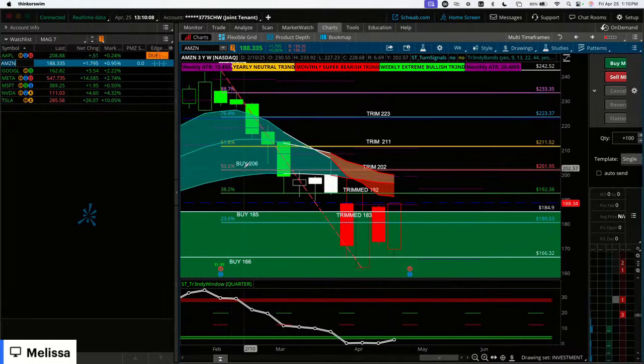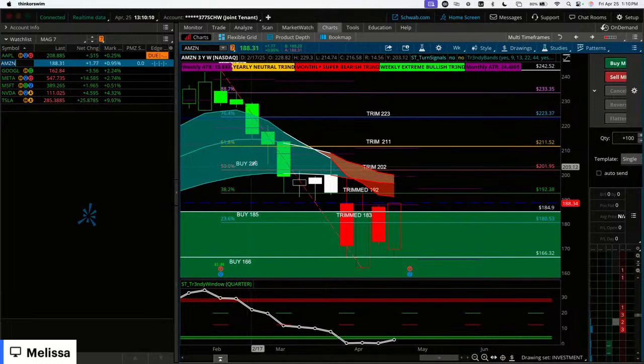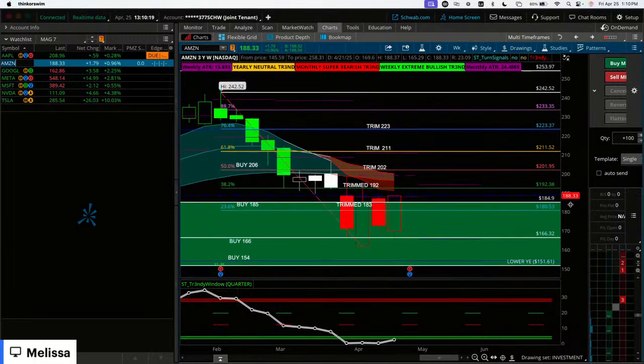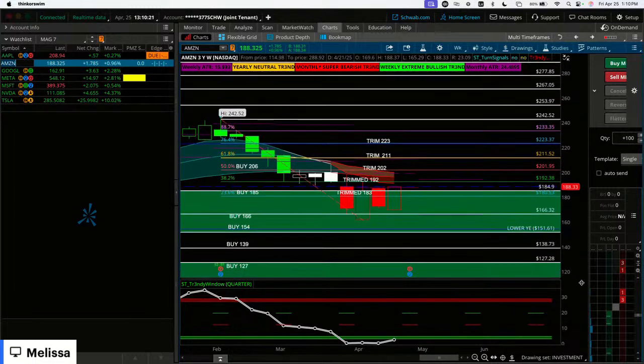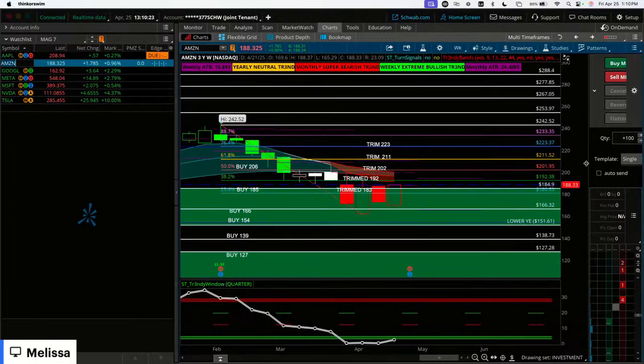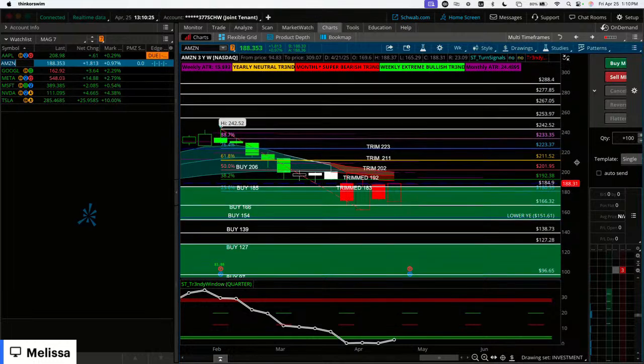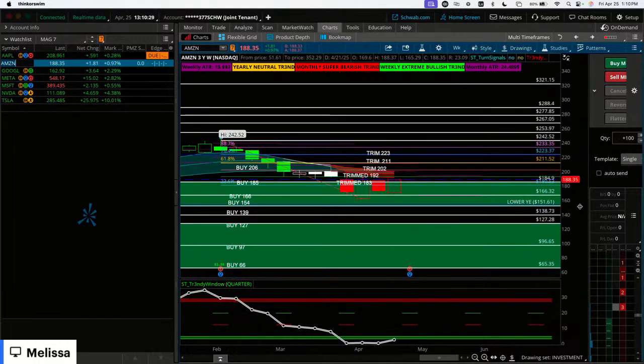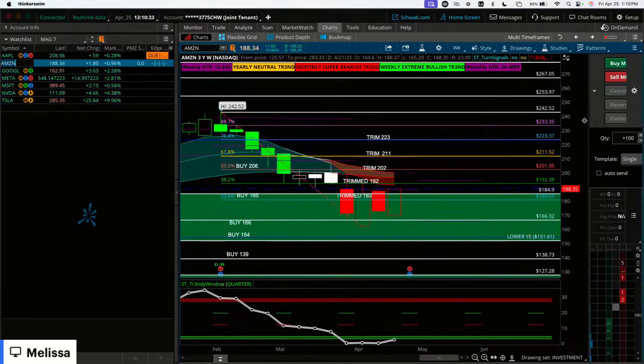So for Amazon, my first buy on Amazon this year was at 206, then 185 and 166. My next buys on Amazon are 154, which is the lower yearly edge, 139, 127, 97, and $66.